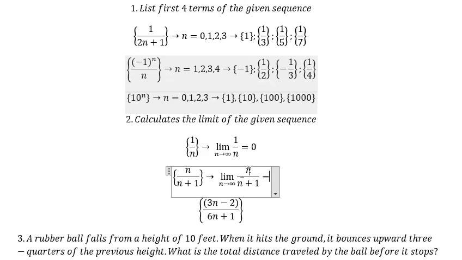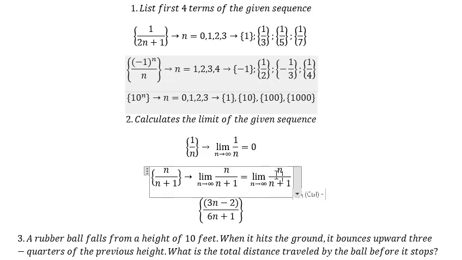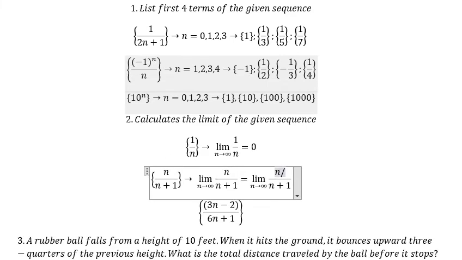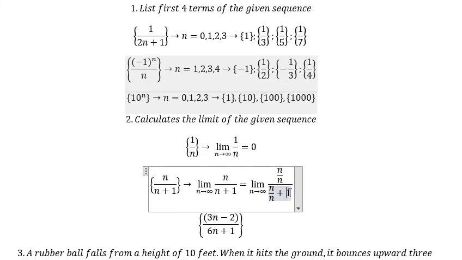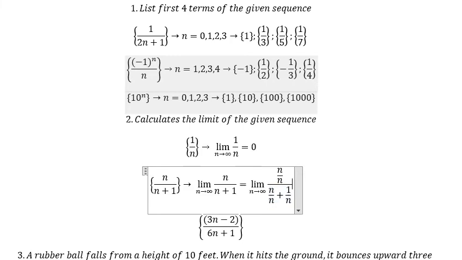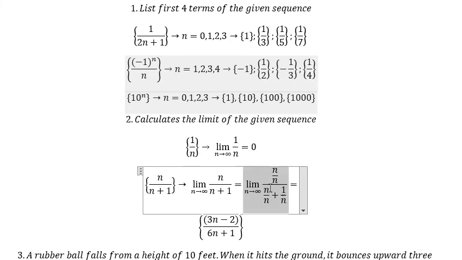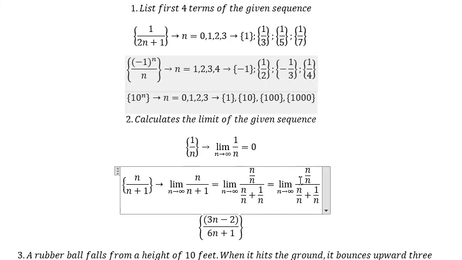We divide both numerator and denominator by n. So this one you get 1. This one you get 1. 1 divided by positive infinity, you get 0. So at the end, you get the number 1.